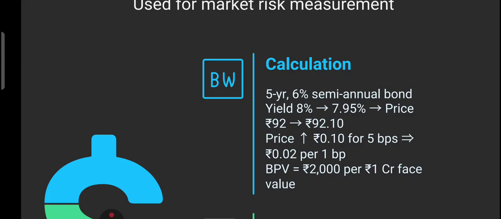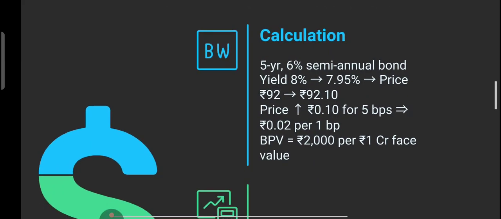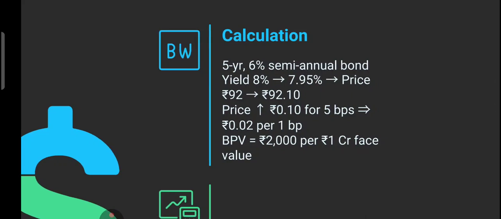Now how to calculate? Let's understand with a quick calculation. We are given a 5-year bond, right? 6% coupon, semi-annual. Yield goes from 8% to 7.95%. Obviously yield decreases, so price increases. Price goes from 92 to 92.10. So what is happening here? The price increases 0.10 for 5 bps. So 0.02 per bp. This gives us a BPV of 2000 per 1 crore face value. Just multiply by 1 crore on both sides, rupees 2000.